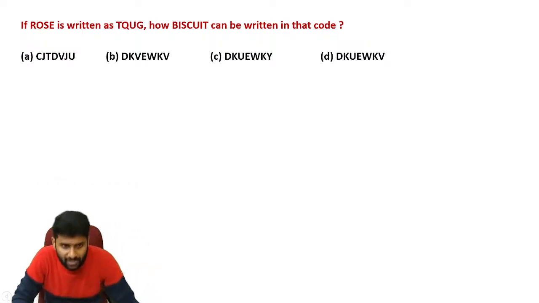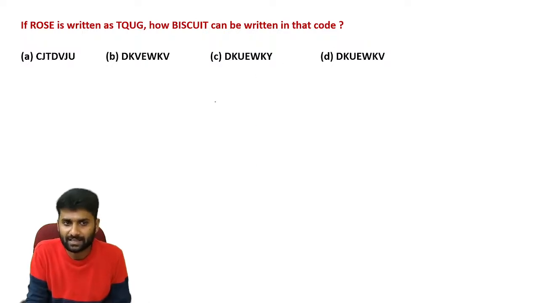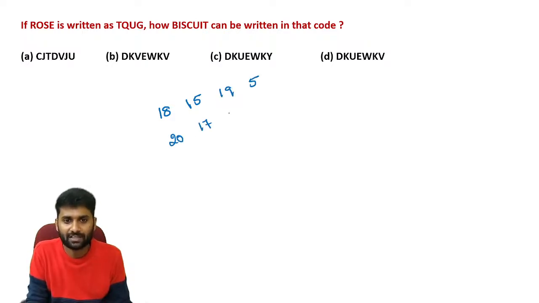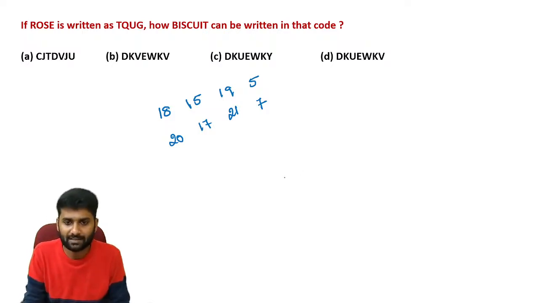So see here the question. If rose is written as TQUZ, how is biscuit written in that code language? R is 18, O is 15, S is 19, E is 5. T is the 20th letter, Q the 17th letter, U the 21st letter, G the 7th letter. If you observe all the letters, each and every letter is shifted by 2 elements. Same pattern here. Biscuit: B is second, I is 9, S is 19, C is 3, U is 21, I is 9, and T is 20.